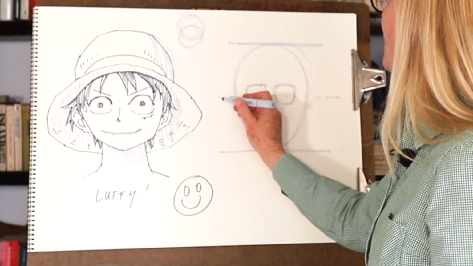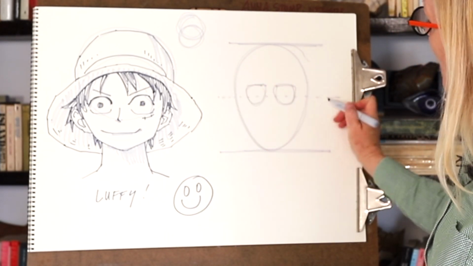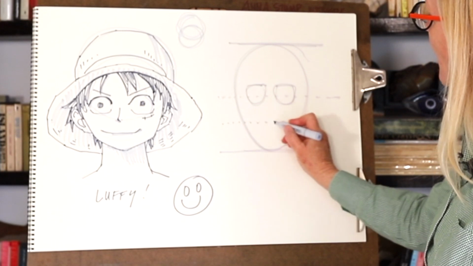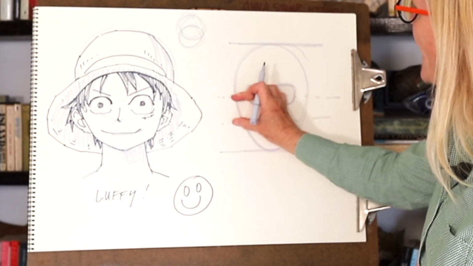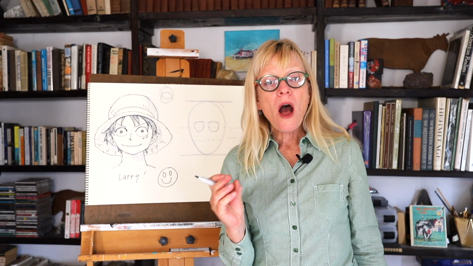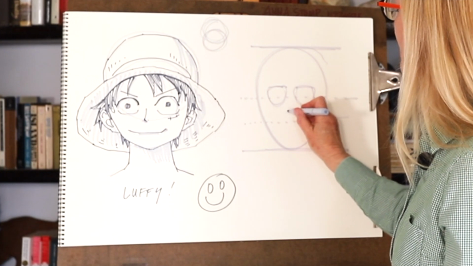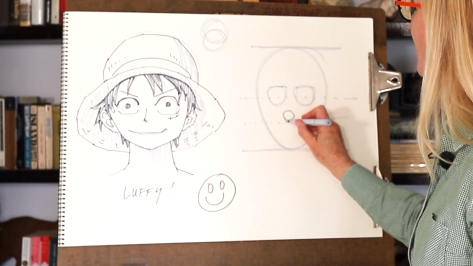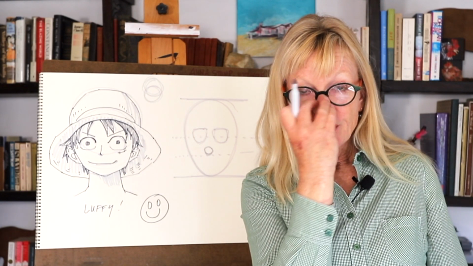Then what we want to do is a half again from this middle line to there. Right there, which is half again, we're going to draw the ball of the nose. You're going to draw just a round circle right at the base of that line. That represents the ball of the nose.